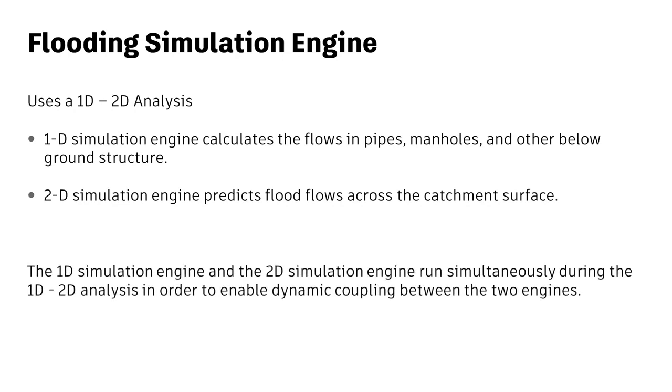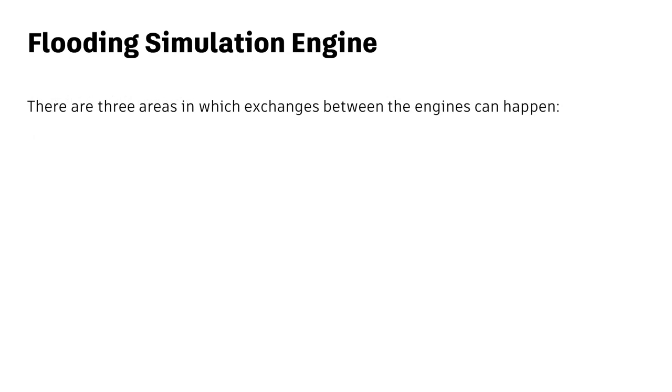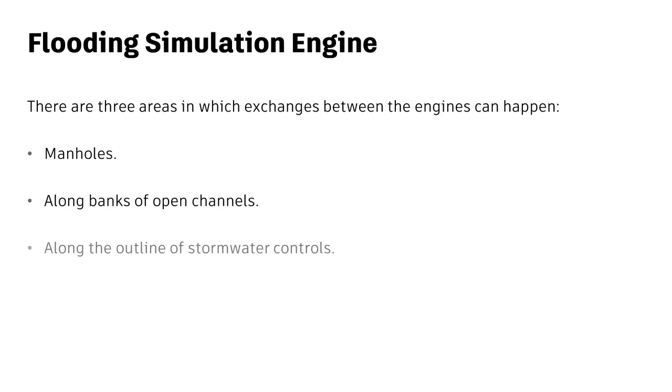The 1D simulation engine and the 2D simulation engine run simultaneously during the 1D, 2D analysis in order to enable dynamic coupling between the two engines. Each simulation engine runs with its own computational time step, and the two engines sync up at regular intervals. There are three areas in which the exchange between the two engines can happen in InfoDrainage: at manholes, along the banks of open channels, and along the outline of stormwater controls.